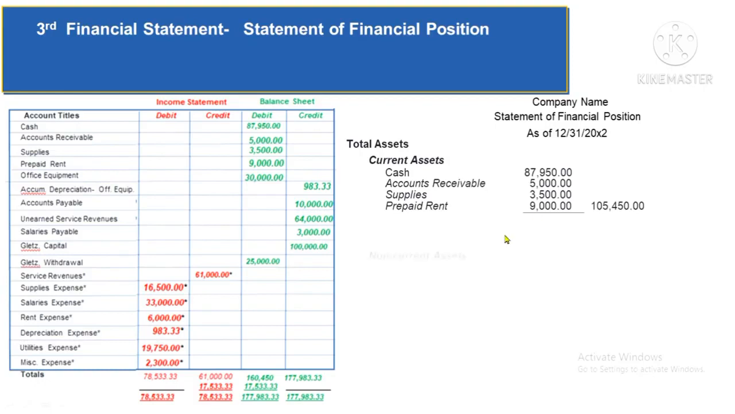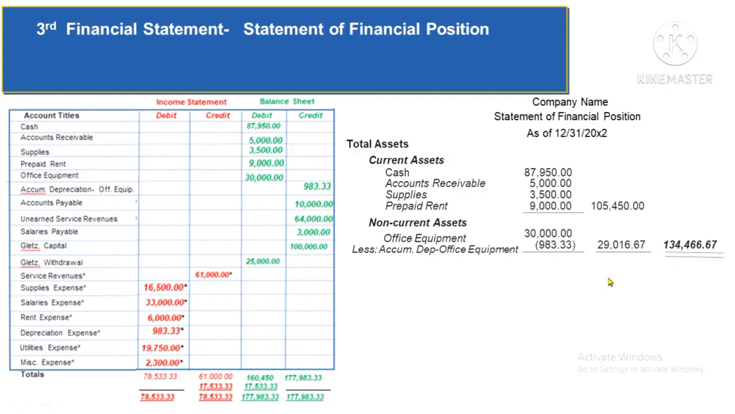Next is we have the non-current assets. In here, we only have the office equipment with a historical cost of 30,000. But since there is an accumulated depreciation balance of 983.33, then we need to deduct that one in order to get the book value of 29,016 pesos and 0.67. So we have to add this 105,450 and 29,016.67 in order to get the total assets of 134,466.67. After that, we have the liabilities and equity.